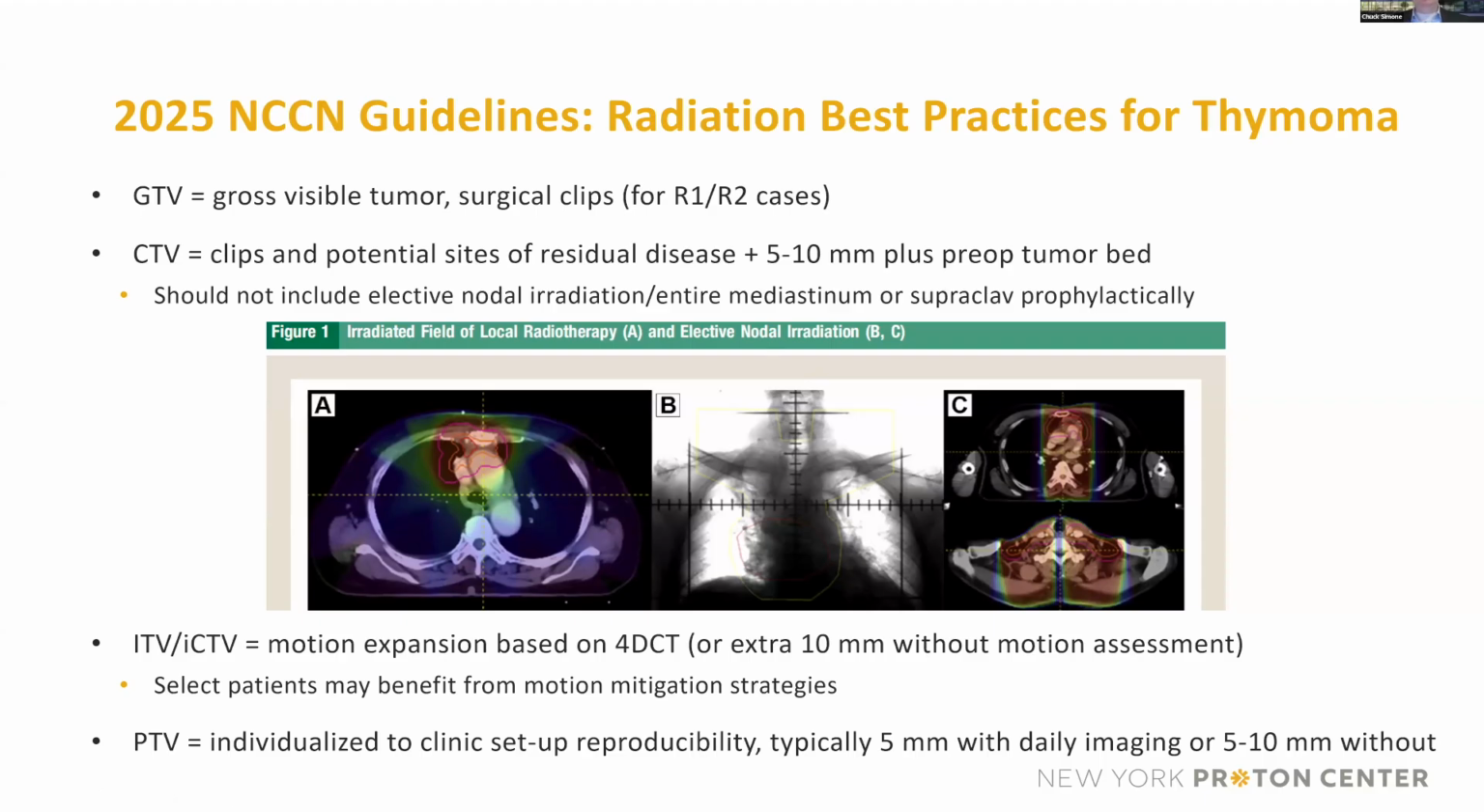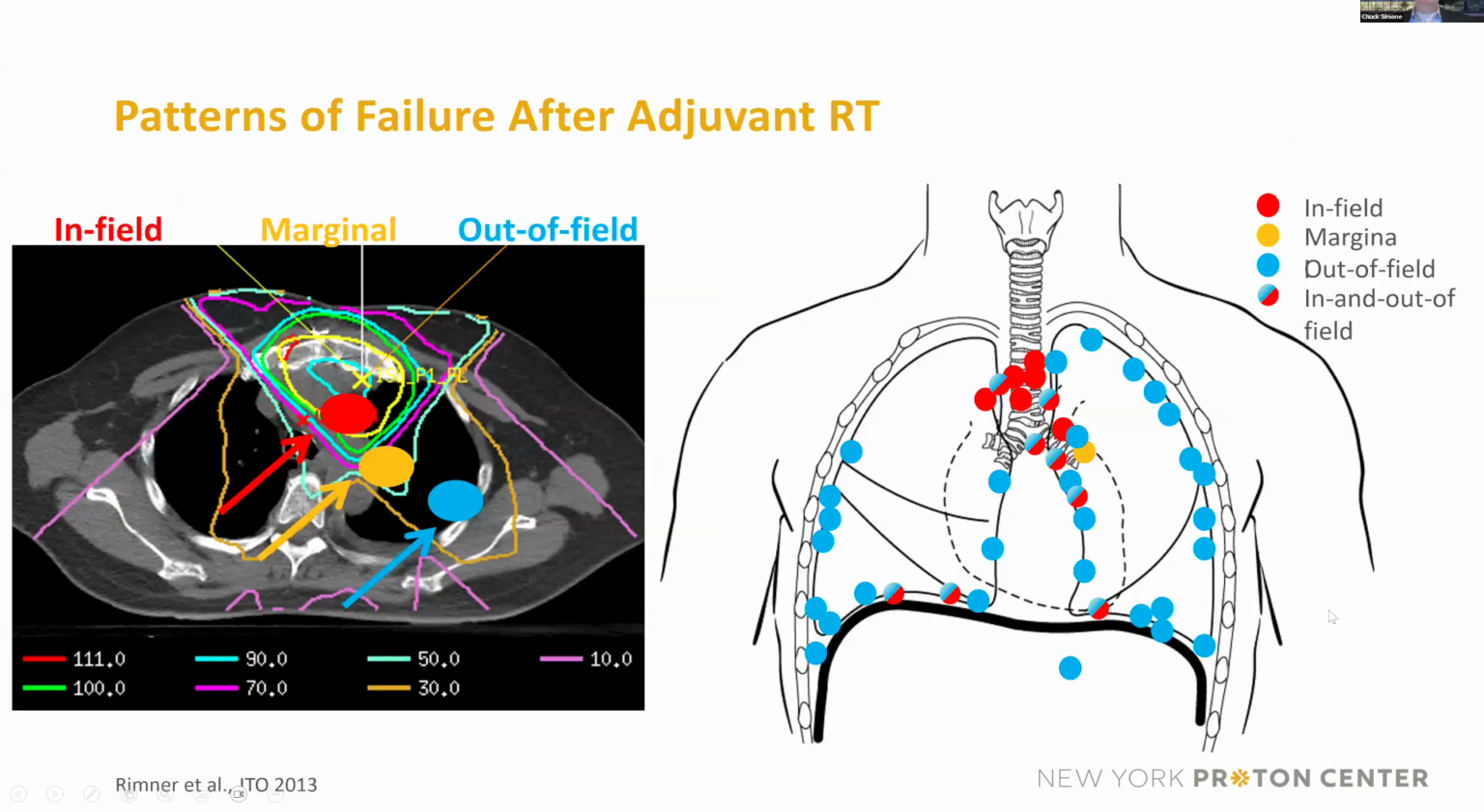We're not treating electively for thymoma, unlike potentially thymic carcinoma, which I also don't recommend routinely treating elective nodal irradiation either. We do want to account for motion as radiation modalities have gotten more advanced with IMRT, with proton therapy that we'll hear about. Assessing for motion and accounting for that becomes more critical. And then we add some uncertainty, typically on the order of 5 or 10 more millimeters on top of that.